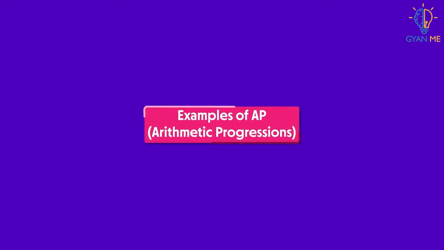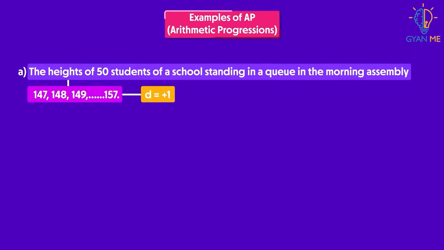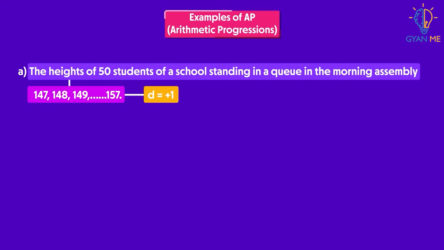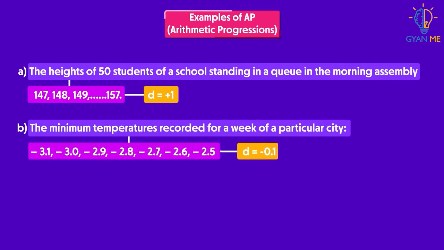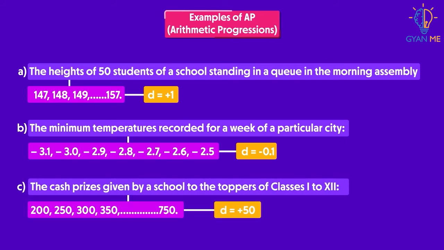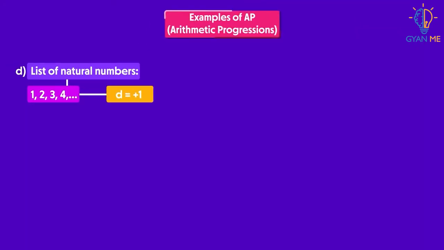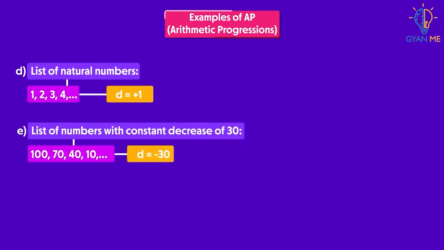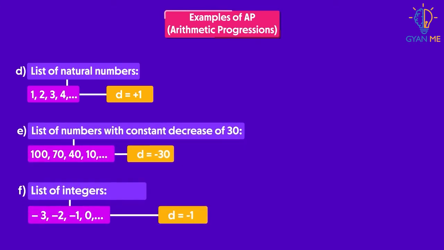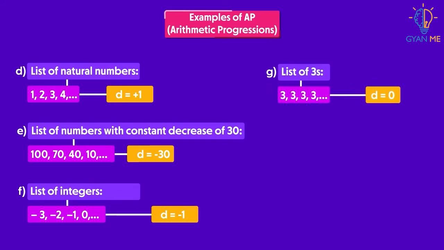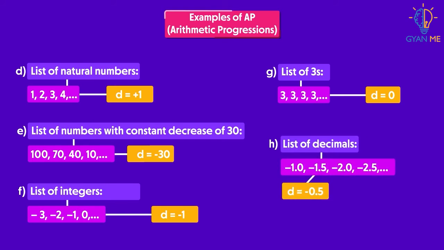Now let us see some examples of AP. The heights of 50 students of a school standing in a queue in the morning assembly. The minimum temperatures recorded for a week of a particular city in degrees Celsius. The cash prizes given by a school to toppers of class 1 to 12. List of natural numbers. List of numbers with a constant decrease of 30. List of integers. List of threes. List of decimal numbers. And so on. We can keep listing out many examples of APs.